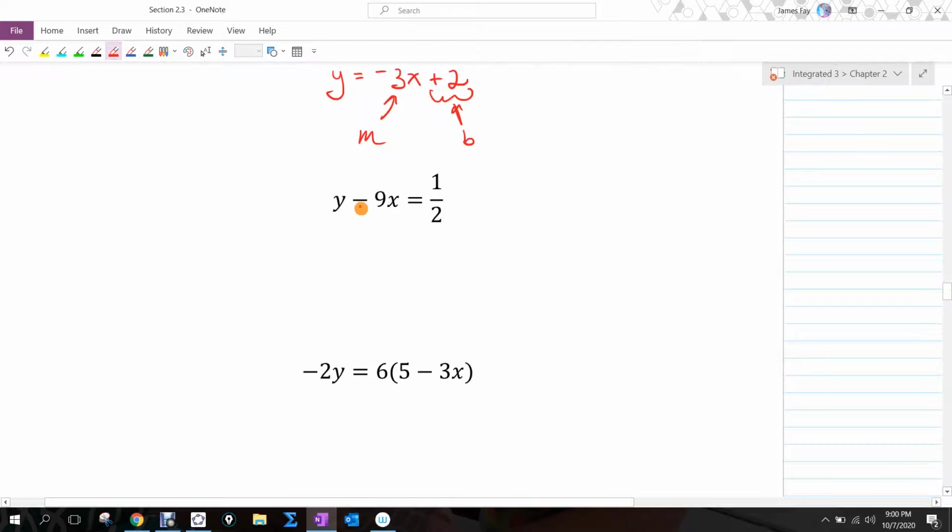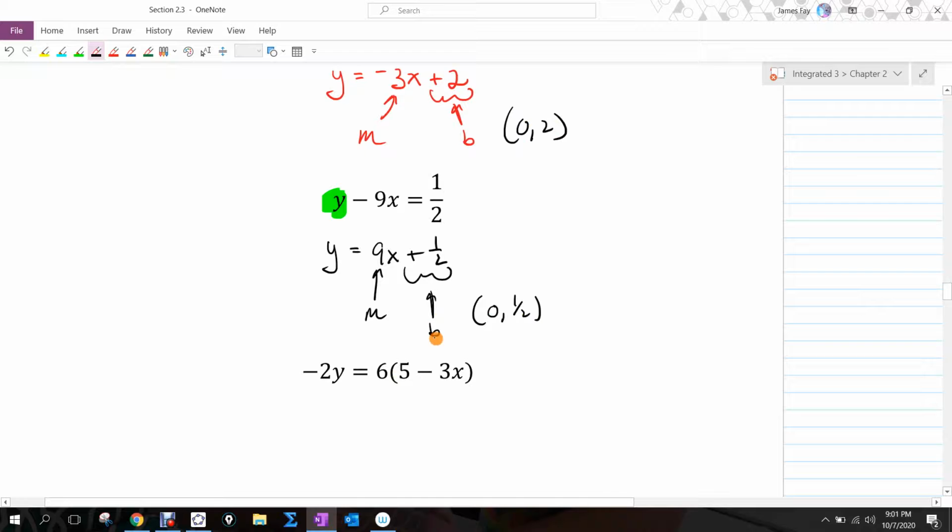Same thing on this one. I'm going to isolate that guy. So add 9x to both sides. So there's my slope. And 1/2 is my b, or my y-intercept. Remember, that would be the point 0, 1/2. This here would have been 0, 2 for the y-intercept.